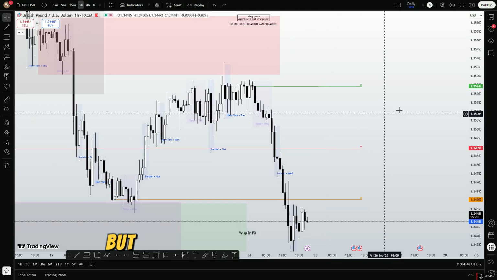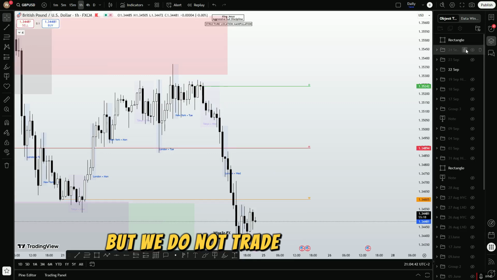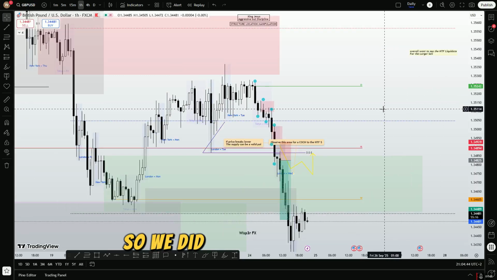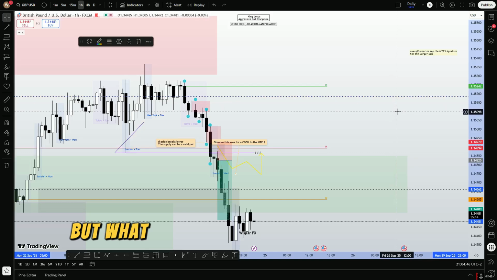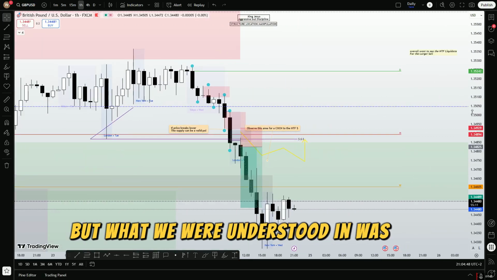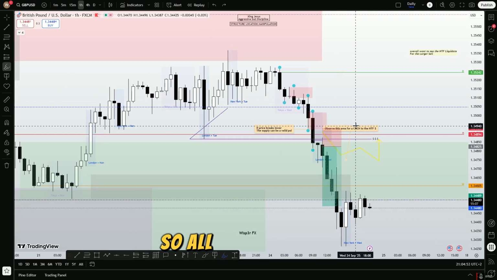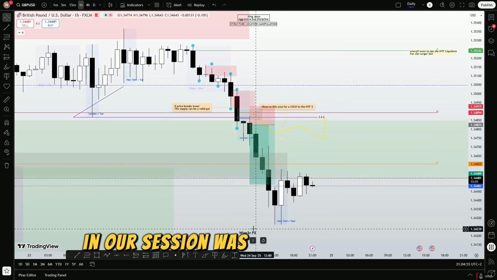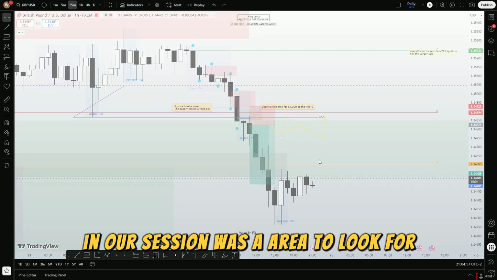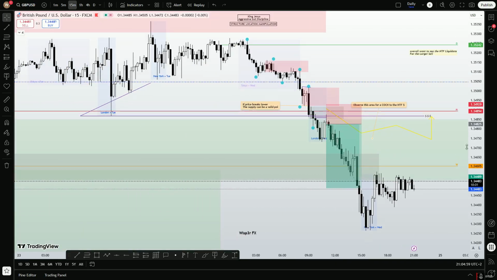push down, but we do not trade Asia session, so we did not get that setup. But what we understood was the change of character, therefore now being bearish. So all we waited for in our session was an area to look for an entry.